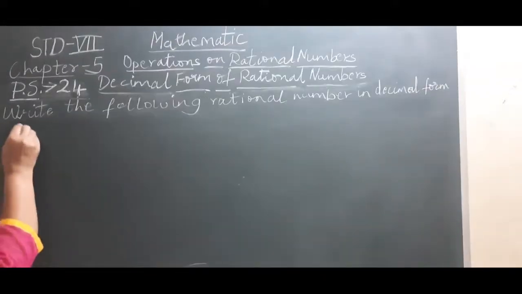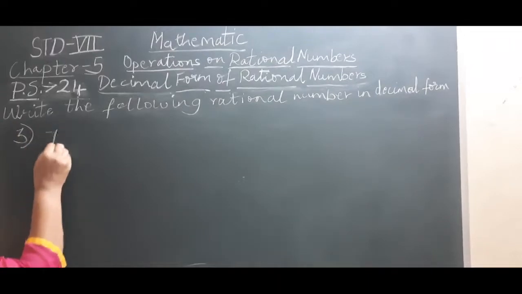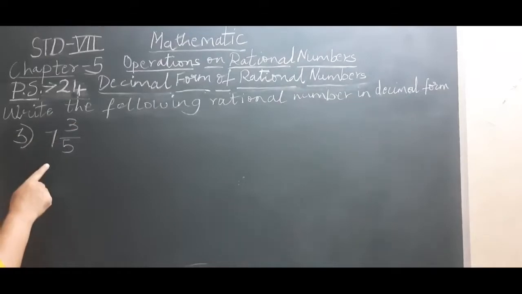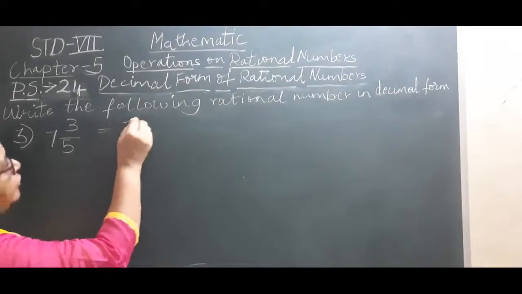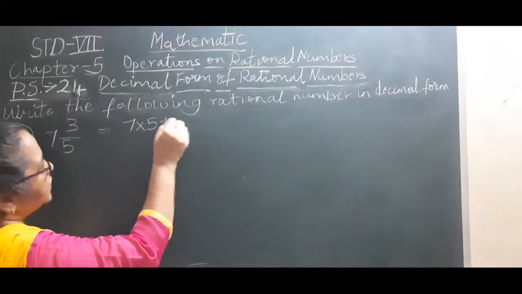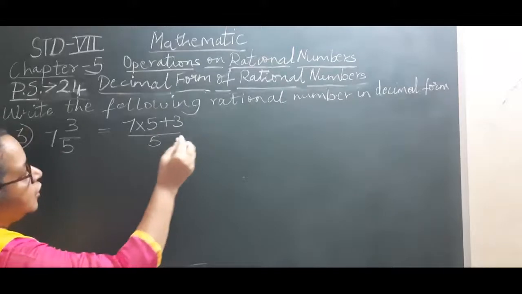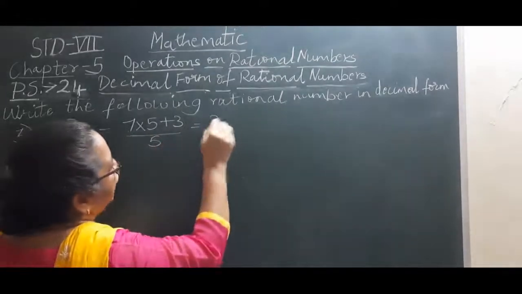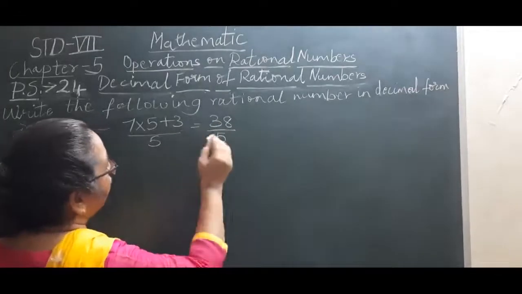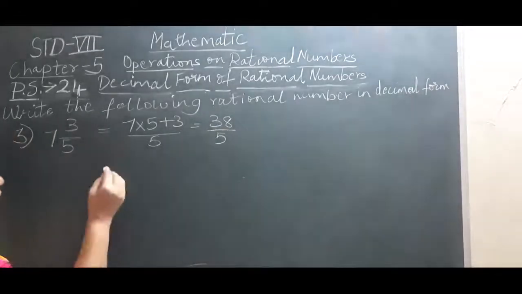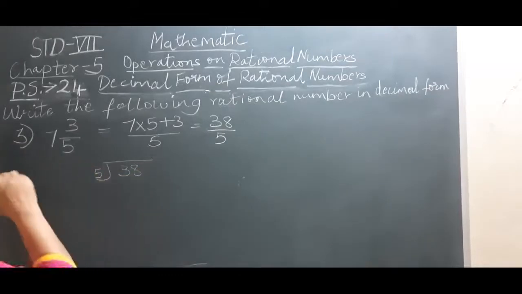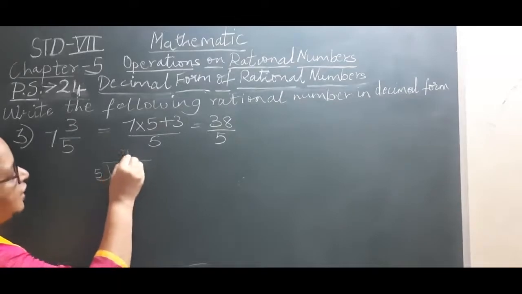See the third sum. Children, your mixed fraction is given, 7 3 by 5. So what we do every time when a mixed fraction is given, we have to convert it to an improper fraction. So what are we going to do? 7 into 5 plus 3 upon 5. So what is the answer? 7 5s are 35 plus 3, 38 upon 5. Now we are going to divide 38 by 5. So you know the normal division. 38 by 5. Here 7 5s are 35.